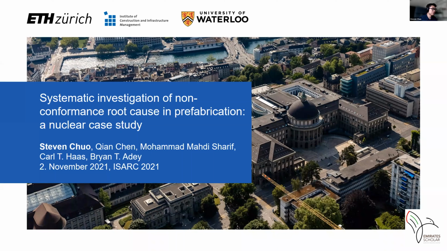At the Institute of Construction and Infrastructure Management at ETH Zurich. And this research was conducted in collaboration with the University of Waterloo as well.